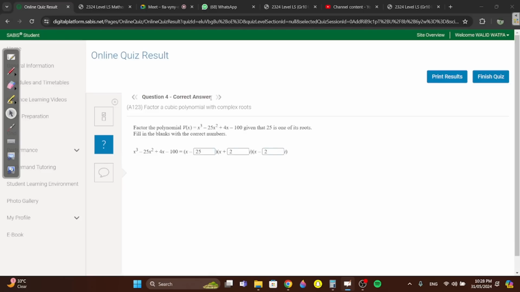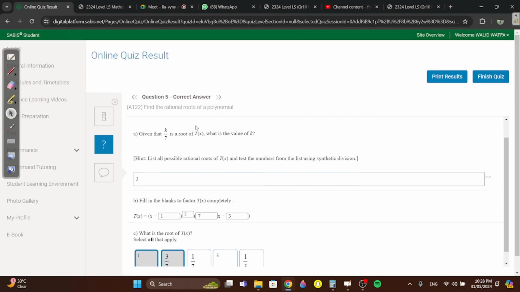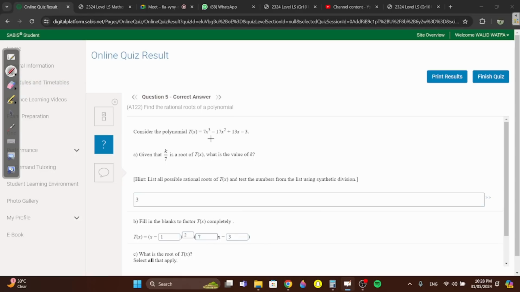Question 5 over here. Okay, so t of x is 7x cubed minus 17x squared plus 13x minus 3. Given that k over 7 is a root of t of x, what is the value of k? So what do we have to do? We need to find the possible roots, right? So we take the factors of 3, factors of 7.